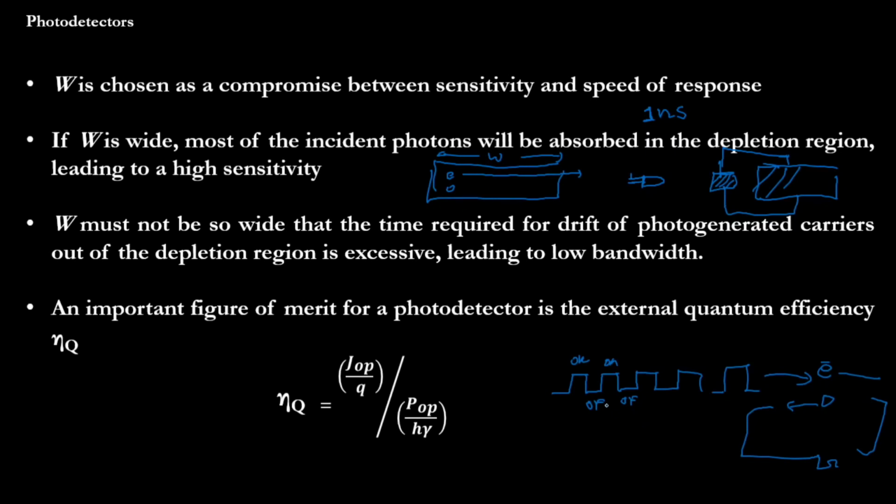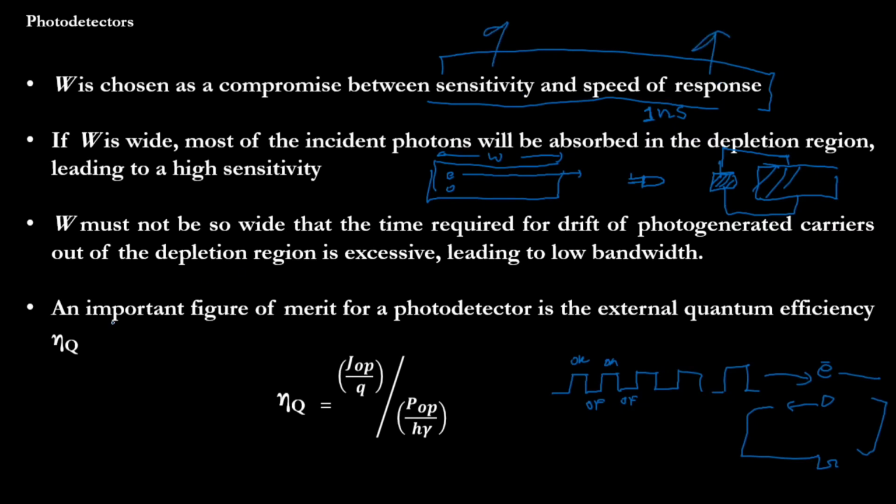So we have to compromise the width of the depletion region between sensitivity and speed of response. W should be wide in order to get high sensitivity, but W should not be wide in order to get high bandwidth. So we need to compromise between these two parameters of photo detectors.